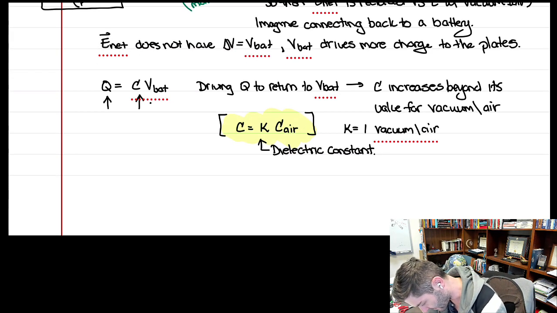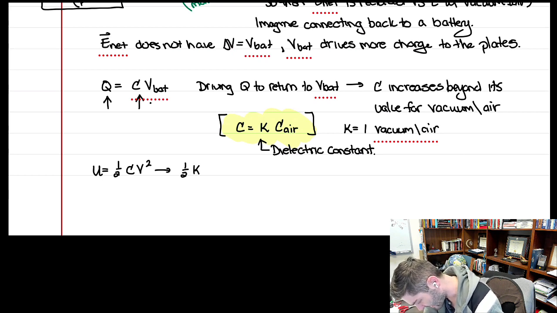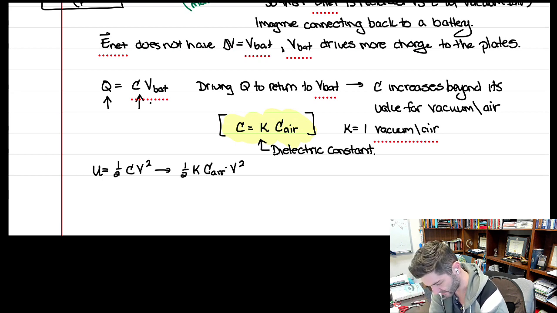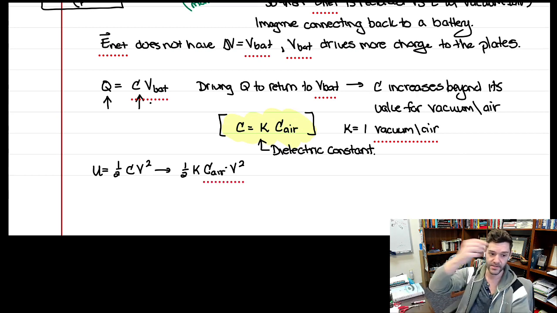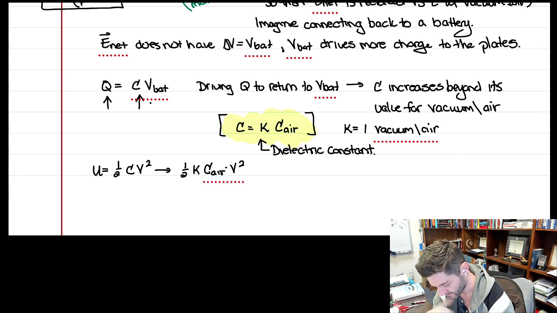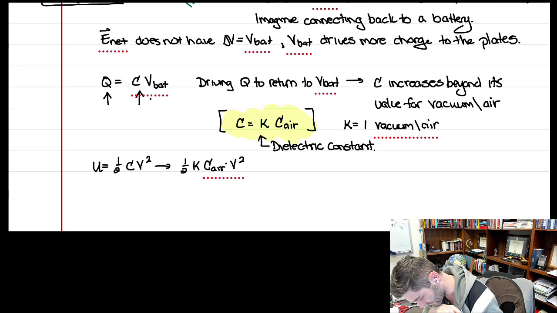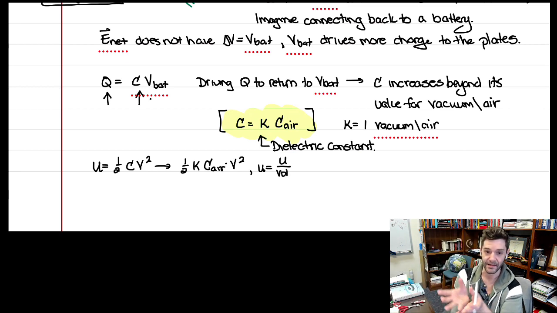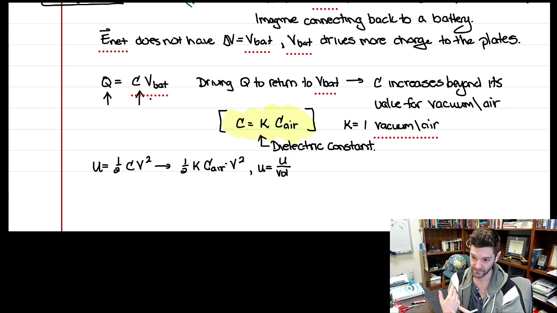Because the total energy in a capacitor, we said, was 1/2 the capacitance times the potential difference squared, well then that becomes 1/2 kappa times the capacitance when it's air times the potential difference squared. So if I can make kappa really large, I can get an overall larger energy, which, since the energy density is just U divided by volume, also means I can get a larger energy density as a result.